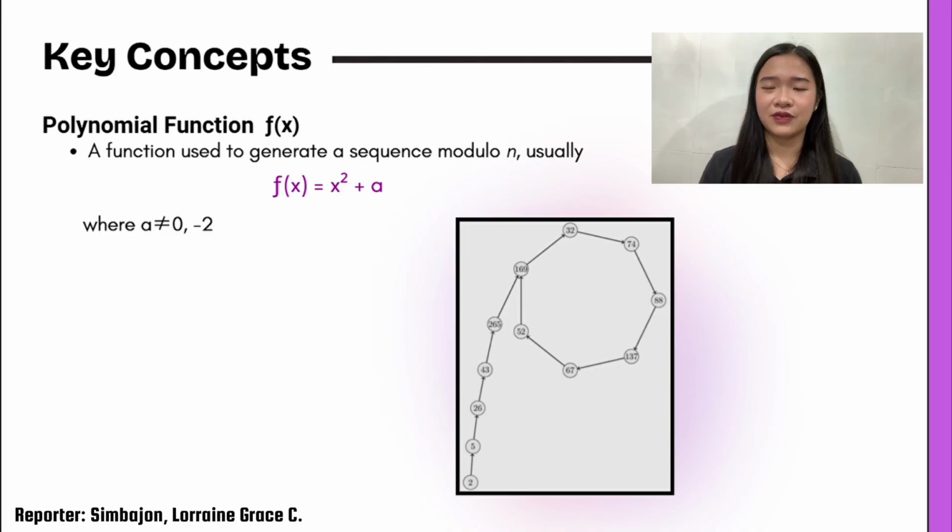First is the polynomial function f of x. In this case, we usually use the polynomial function x squared plus a, where a is not equal to 0 or negative 2. Pero bakit nga ba yun yung palaging ginagamit na function? We use this function because it is easy to compute, where you just square and add constants. That makes the sequence random modulo n. X squared plus a usually creates a long tail plus loop, giving the Rho-shaped structure we exploit with GCD.